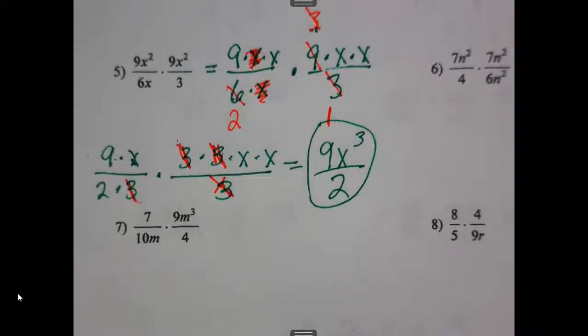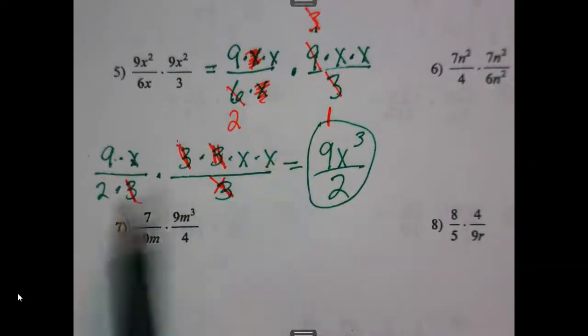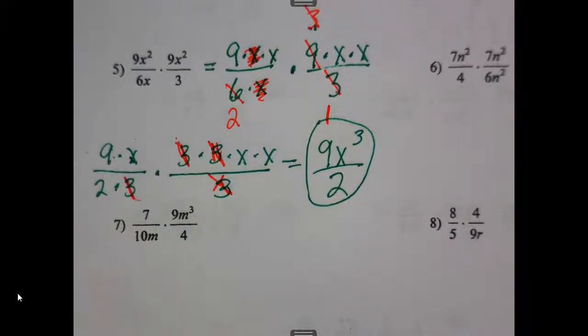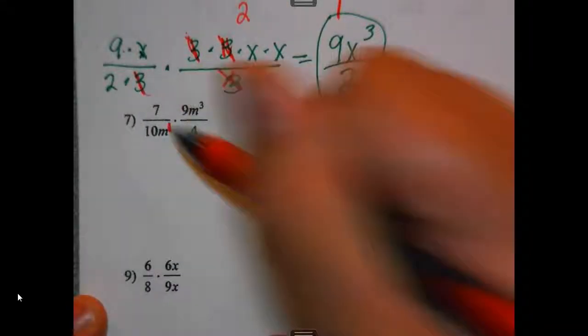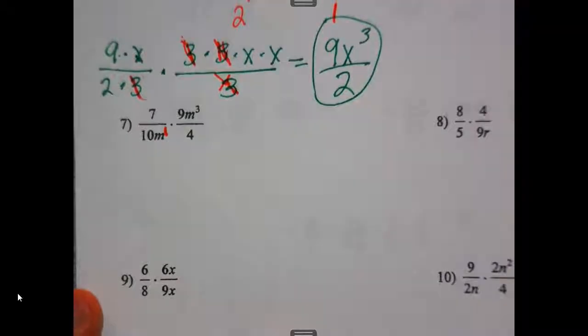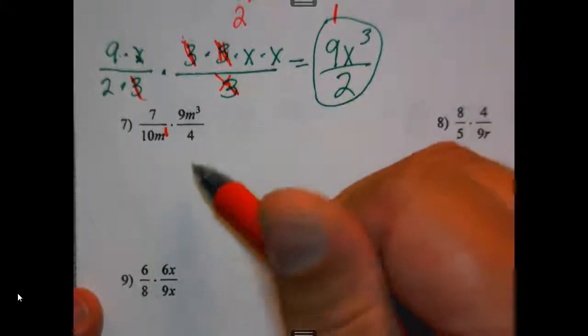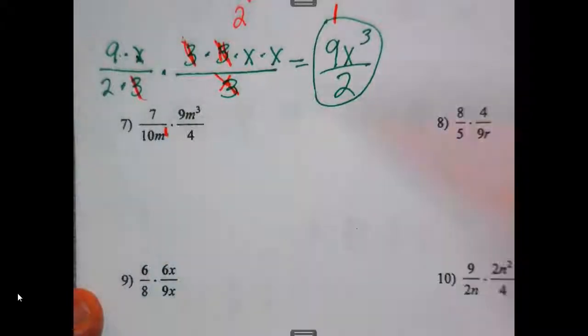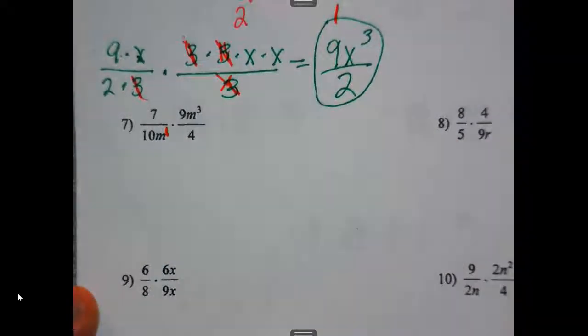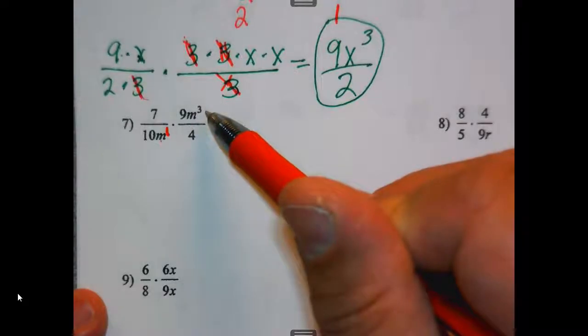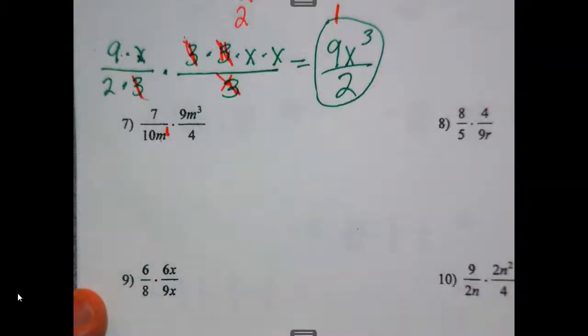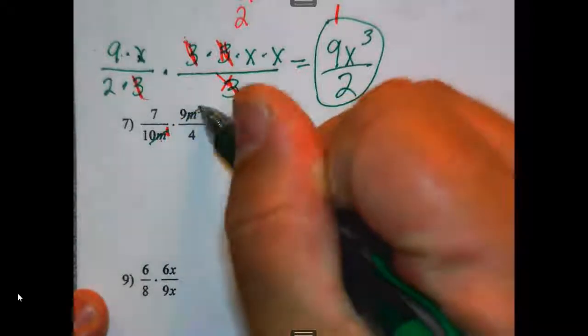Now, there's another way to do these. Instead of separating all of these into their prime factorizations, you could look at number 7. Remember, this is m to the first, right? When I go to cancel, first of all, there's no numbers that I can cancel. There's no factors in the bottom that are factors in the top or vice versa. But I do have 1 m down here and 3 m's up there, right? I could cancel one of the m's out. What am I left with?